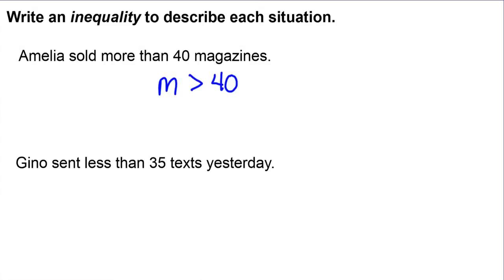Next one, Gina sent less than 35 texts yesterday. So if T is the number of texts that Gina sent, they have to be less than 35. So Gina could not have sent exactly 35 texts in this case, she had to send less than 35 texts.